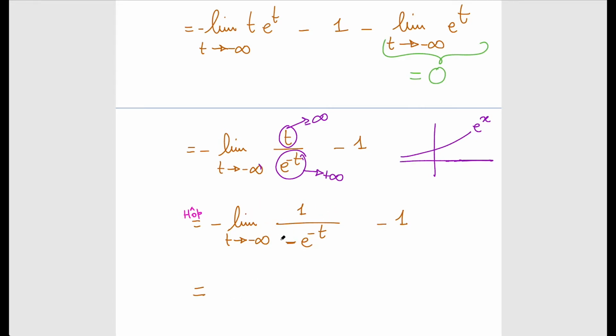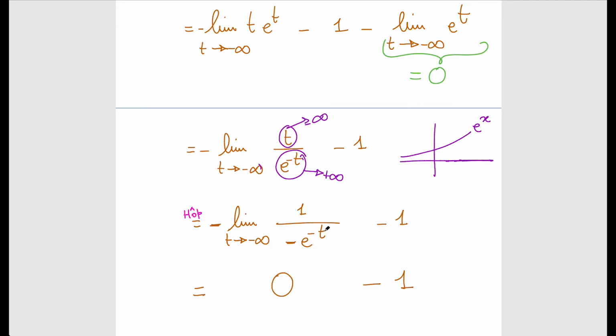what? This minus with this minus turn everything into positive. 1 over e^(-t). e^(-t), as we just discussed, as t goes to minus infinity, e^(-t) goes to plus infinity. 1 over infinity, right? 1 over something that blows up is going to 0. So this is going to 0 minus 1. One more time, why this is 0 again?